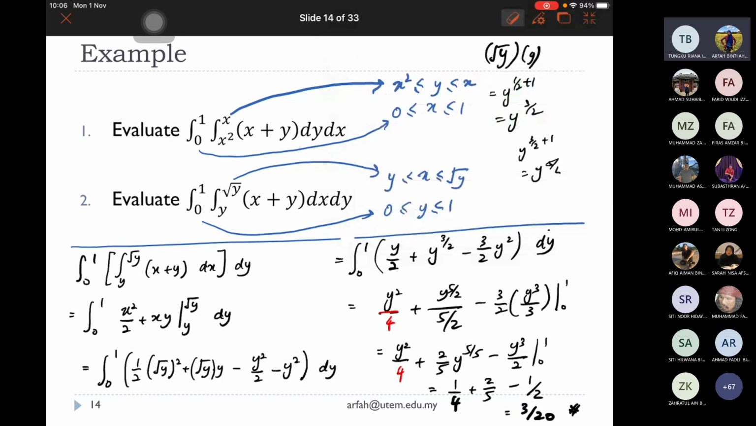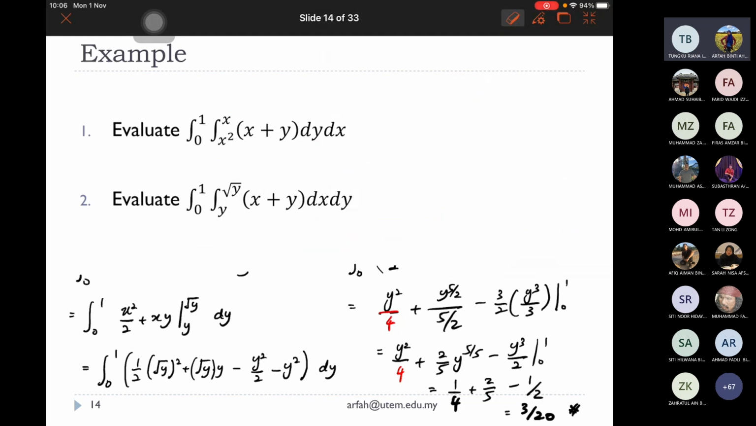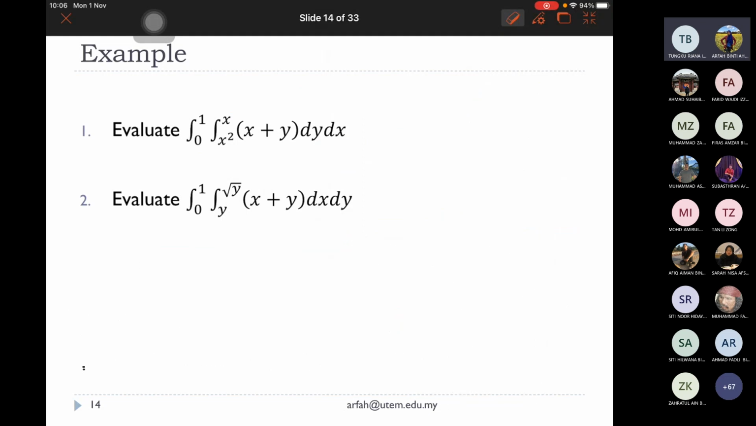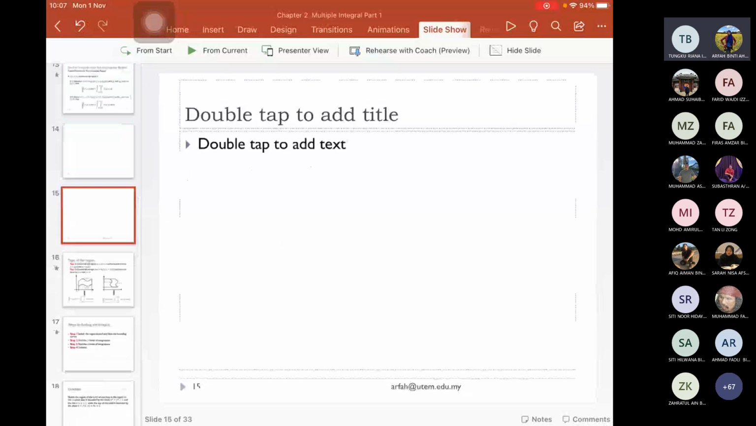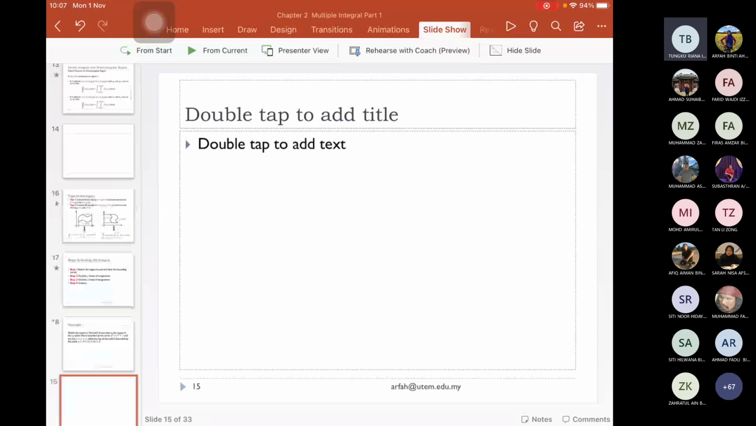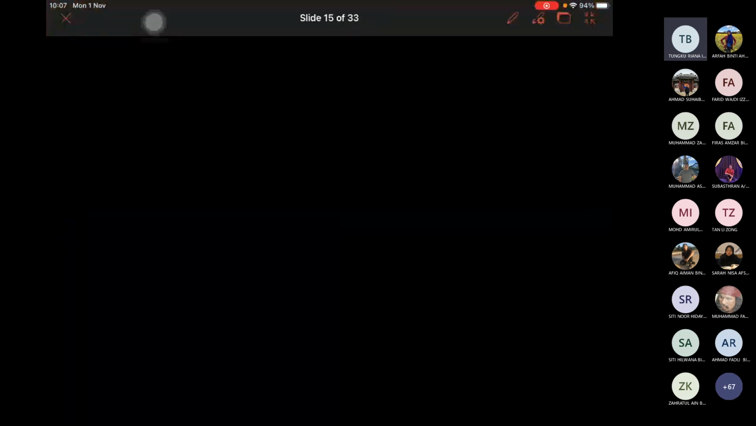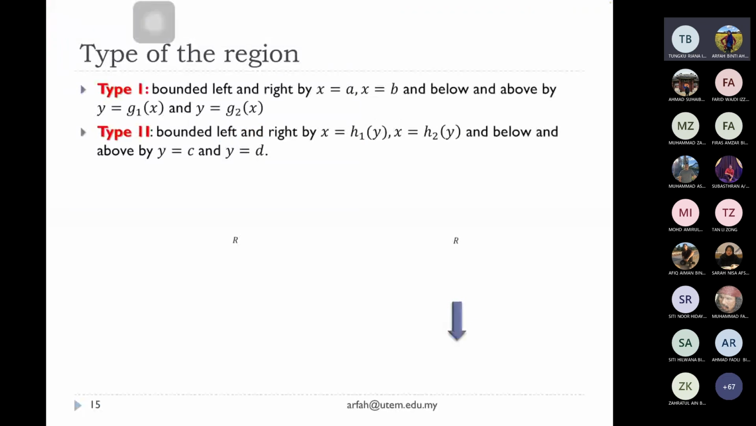So, ni about integration, if we have function or integration over non-rectangular region. So the next one, we will take a look into integration of the type of region. That means you want to determine the integration based on the region. You have the sketching and then you want to see what is the region of the integration.